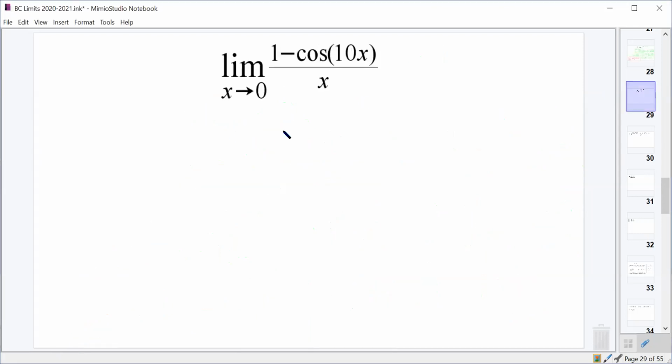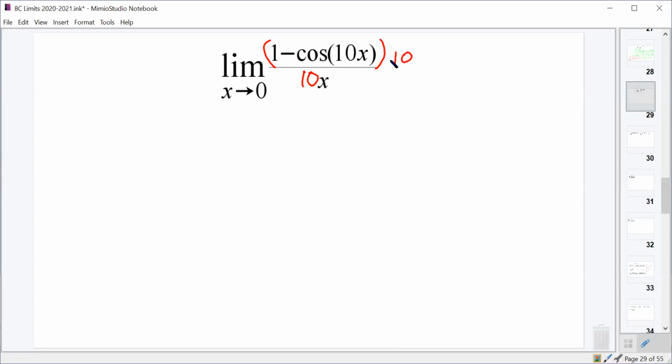All right. So using that same identity that we just learned, how can we solve this one? The limit as x approaches 0 of 1 minus cosine 10x over x. What do we need to do to the top and the bottom? Multiply them by 10, right? Multiply them each by 10.